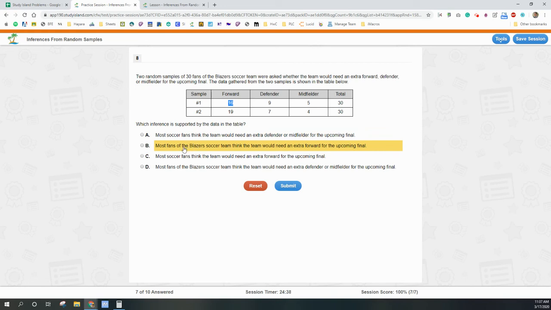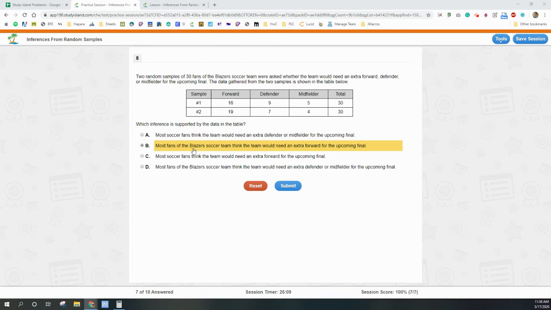B, most fans of the Blazers soccer team think the team would need an extra forward for the upcoming final. That's true. Both of these numbers are more than half of 30, so that is true. Let's read the other ones to make sure we know why they're wrong. C says most soccer fans think the team would need an extra forward for the upcoming final. That seems like it says exactly what B says, but it's a very small and important difference.